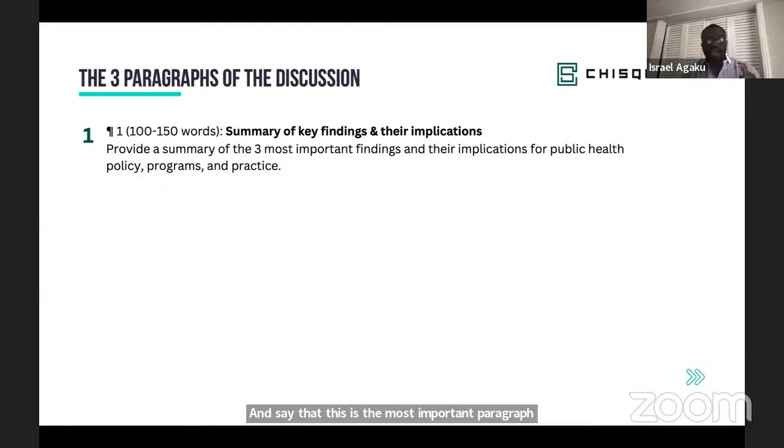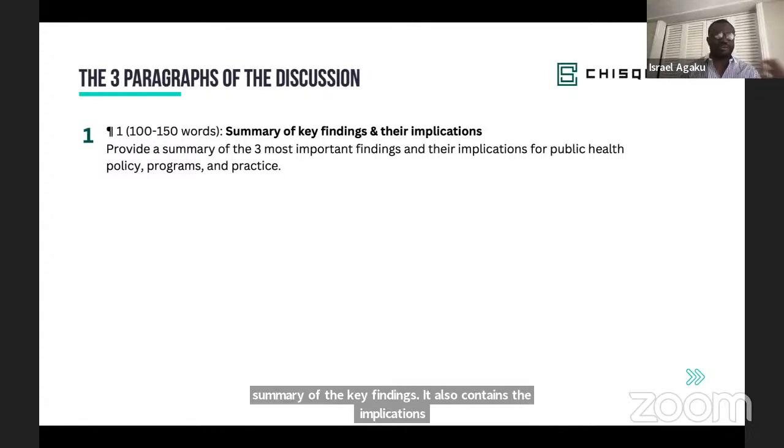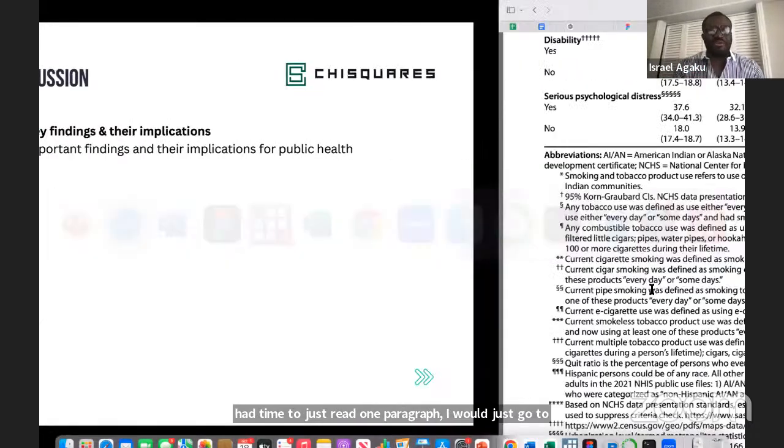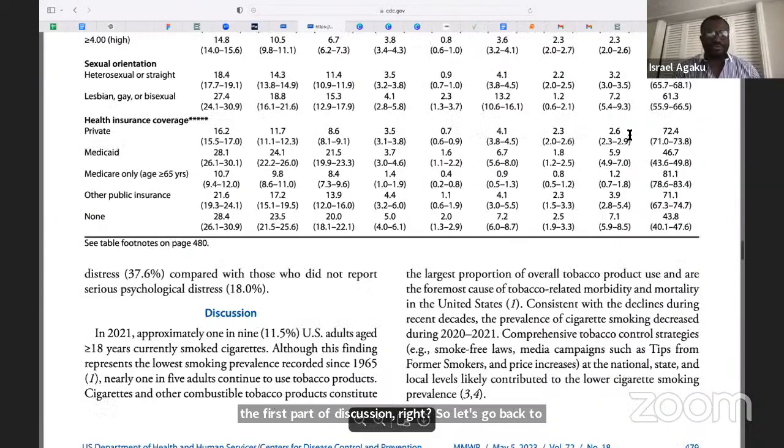Why? Because that paragraph contains a summary of the key findings. It also contains the implications of the findings for public health, for policy, for clinical care, whatever it is we're talking about. So that's why it's the most important paragraph. So if I had time to just read one paragraph, I would just go to the first paragraph of discussion, right? So let's go back to this MMWR, for example.